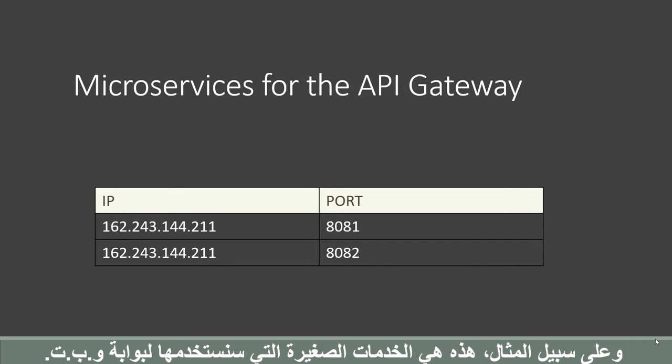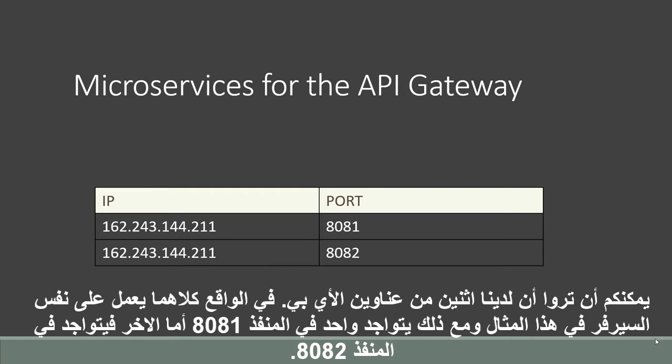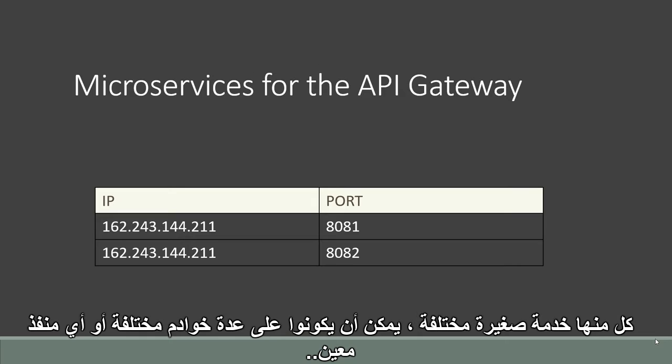So for this example, these are the microservices that we will use for the API gateway. You can see that we have two IP addresses. Actually, they're both running on the same server in this example, yet one is on port 8081 and the other is on port 8082. Each is a different microservice. These could be on multiple different servers or any given port.